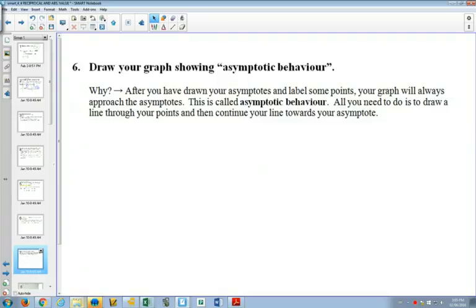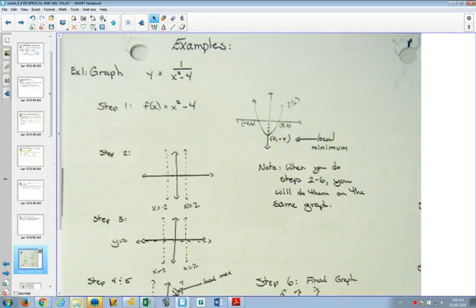And the last thing, once you've plotted some points, you're going to draw your graph going towards your asymptotes. So I've said draw it showing some asymptotic behavior, because what's happening is your graph is going to approach those asymptotes. So what we're going to do is look through these examples on that second page that I gave you to get a sense of what's going on.